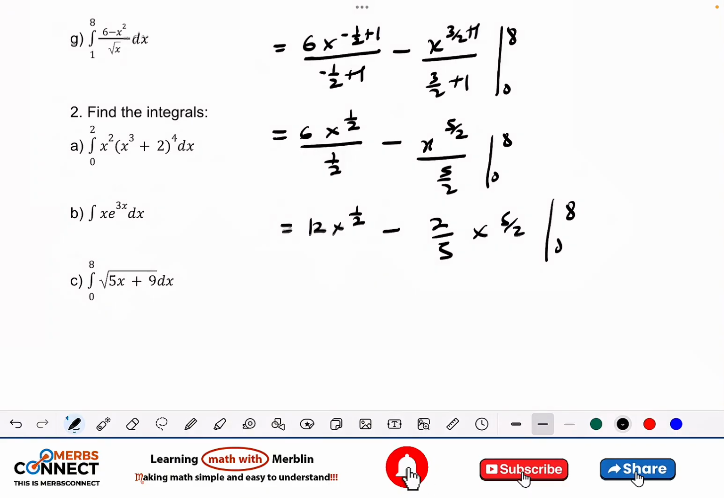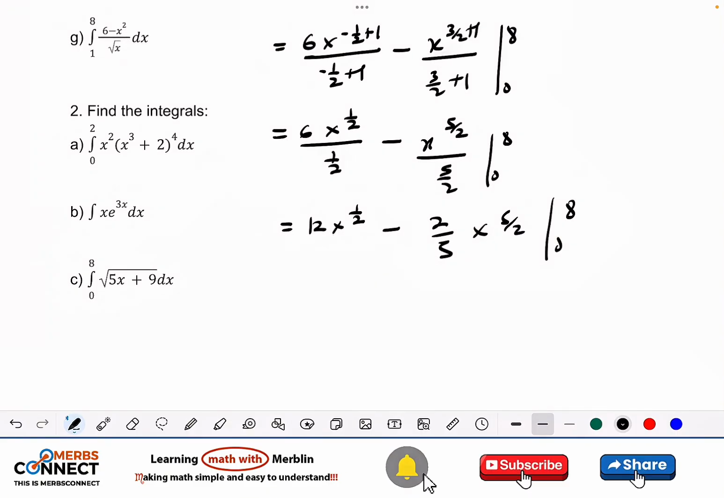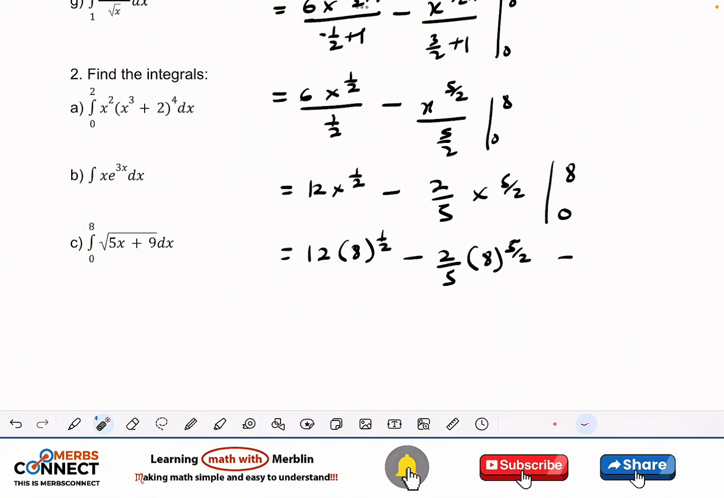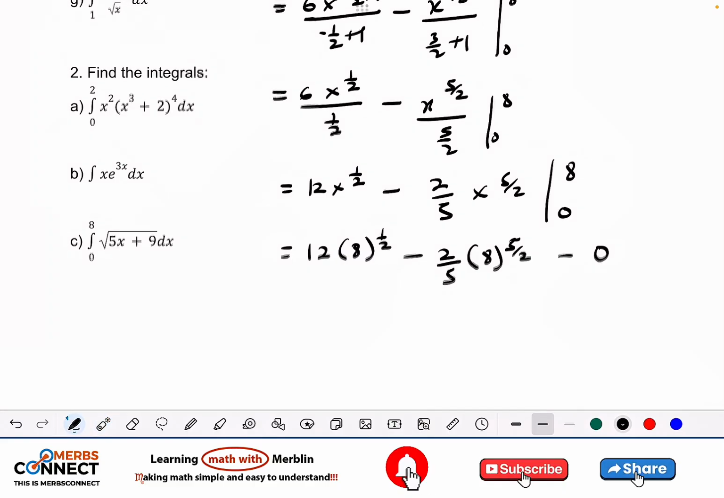8. So now we can plug in the 8, right? So 12 times 8 to the power half minus 2 over 5, 8 to the power 5 over 2. Then when I plug in the 0, basically because this one is multiplication, when I plug in 0 here, it will be 0. When I plug in 0 here, this one too is going to be 0. So I can just have 0.